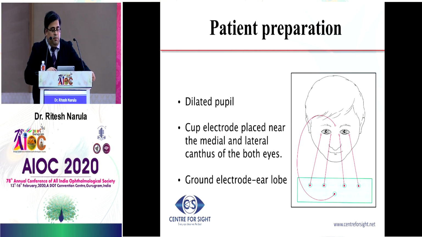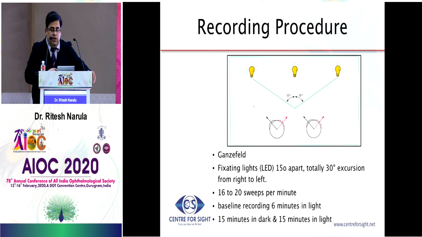And this is how you typically place your cups on either side. You dilate the pupil, you have a ground electrode on the earlobe, and you have electrodes kept at the medial and the lateral canthus. There is no stimulation that you're doing here. And there are 3 light sources in the bowl that are lit up, and you ask the patient to move his eye from one to the other. It's 15 degrees apart on either side.